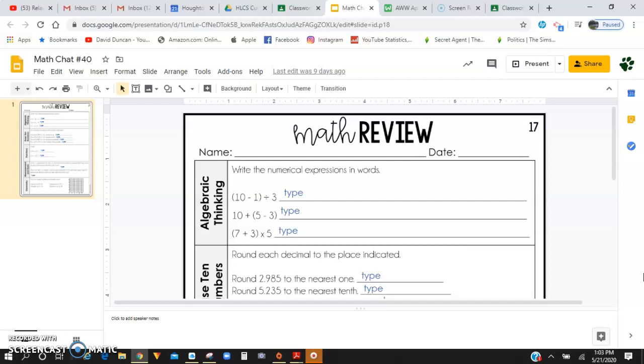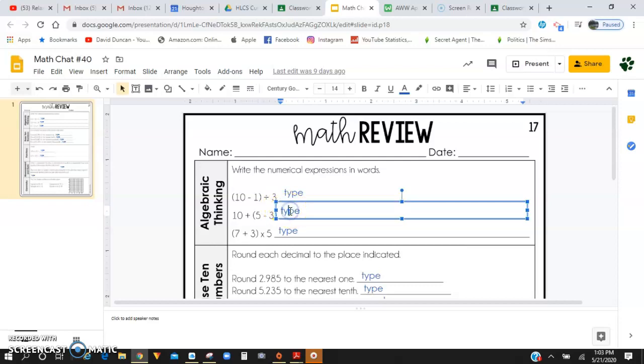For algebraic thinking, you need to write the numerical expression in words. Again, remember you need to start with what is in the parentheses and referencing that operation first before going to the operations outside of the parentheses. So, for example, this one right here, since I have to look at the parentheses, it is going to be the sum of, it's going to be the difference of 5 and 3 added to 10, okay? So that's telling us that the difference of 5 and 3, which we know is 2, added to 10. Make sure you complete those for these two right here.